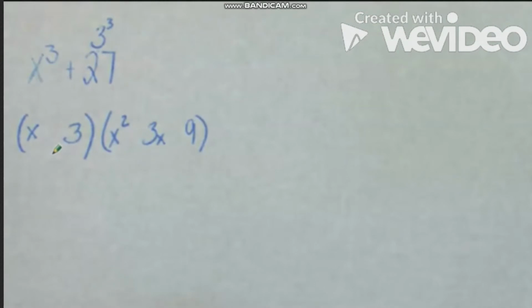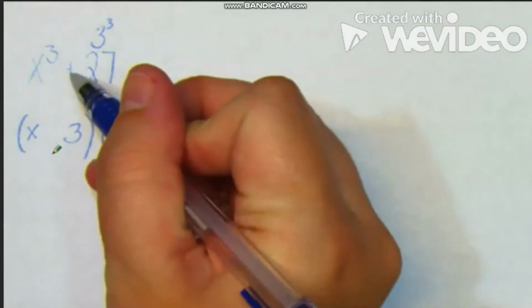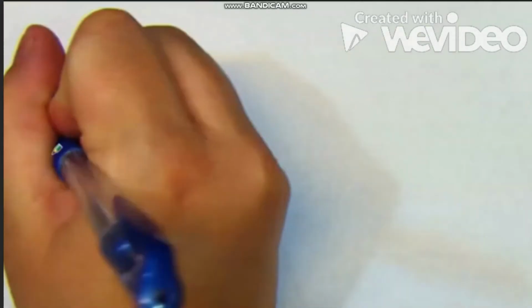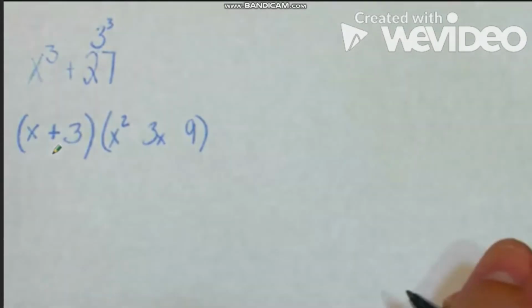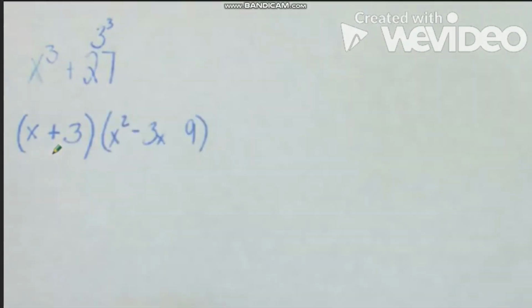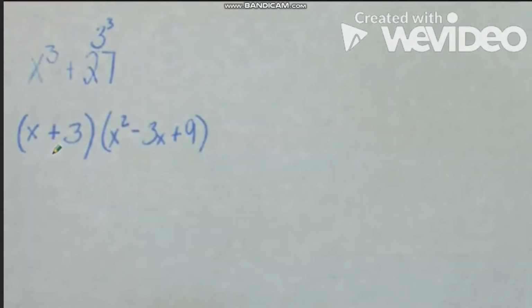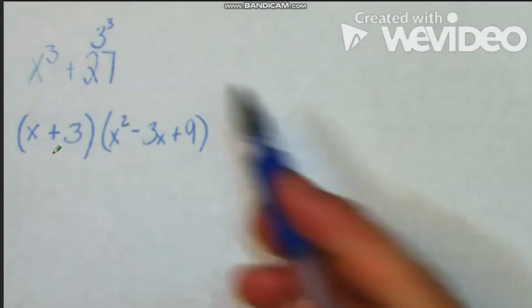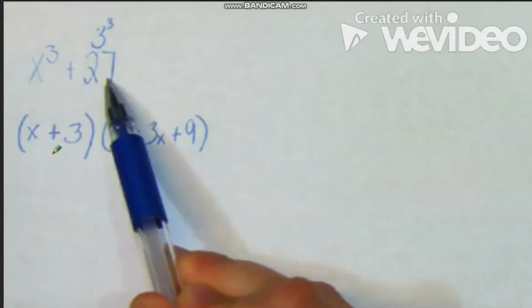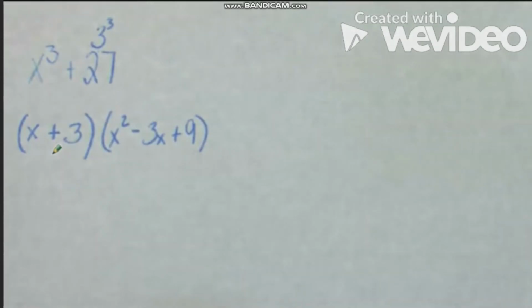Isn't it a blast? Okay, now I'm ready to do the signs. The first sign's from the problem, so this is plus. The second, it's reversed. The third is always positive no matter what the first. And there you go. You've got the factored form of x to the third plus 27. Now, if you want to check your work, here's what you do.